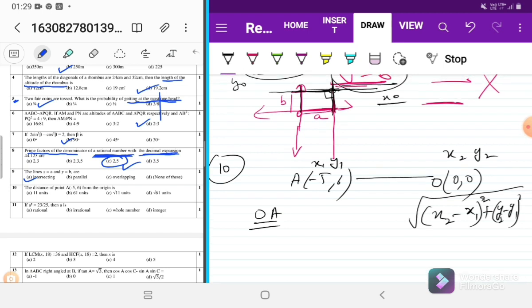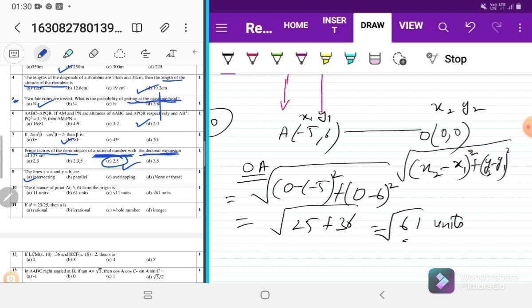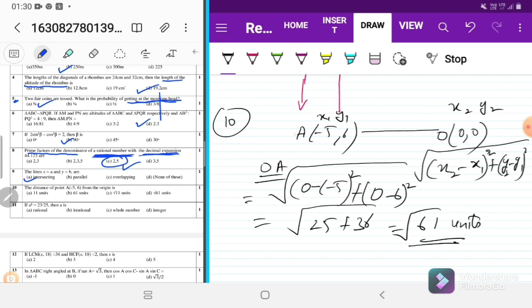So here we have to apply the distance formula for OA. Your x2 is 0, so (0 minus (-5)) whole square plus y2, again 0, (0 minus 6) whole square. So this is 5 square, that is 25, plus 6 square is 36. 36 plus 25 is 61. So it is root 61 units. Distance of the point A from the origin is root 61.